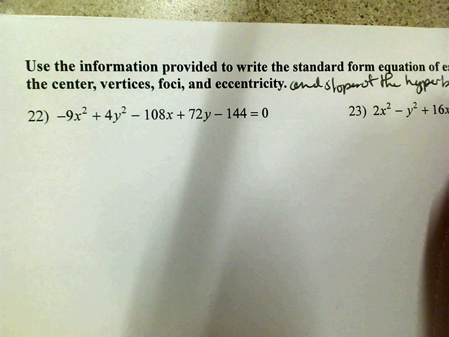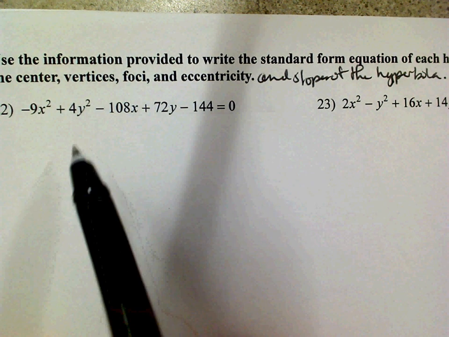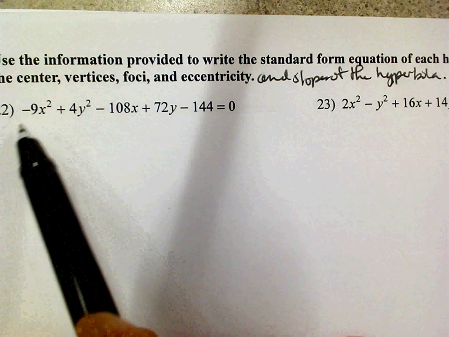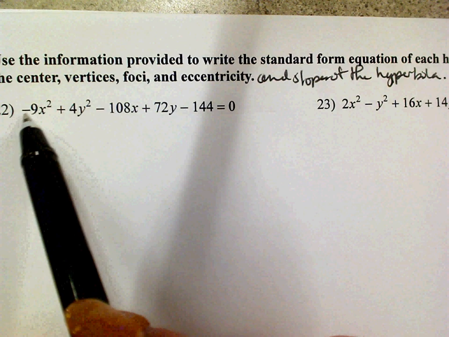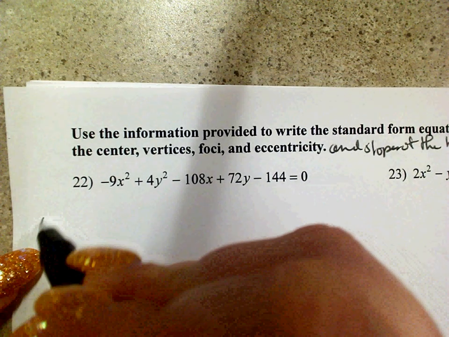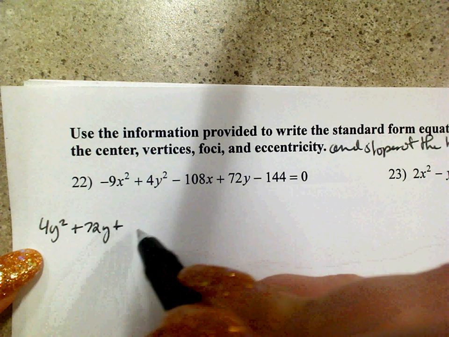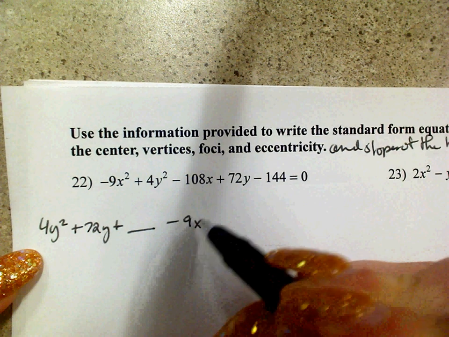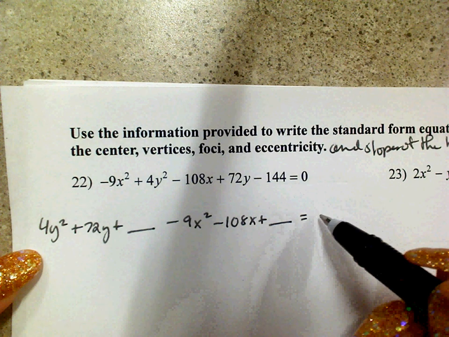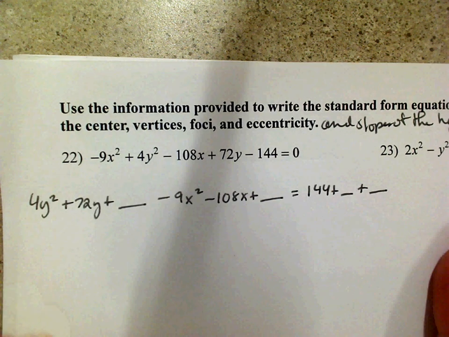Okay, and the slopes. So what I'm going to do is start with putting it in order. First off, the x's are negative, so I'm going to put the y's first. So 4y squared plus 72y plus blank minus 9x squared minus 108x plus blank equals, we're going to add the 144 over, plus blank plus blank. Okay, now we're going to factor out the common factor.